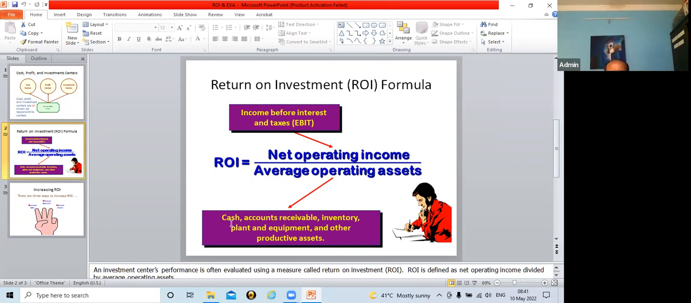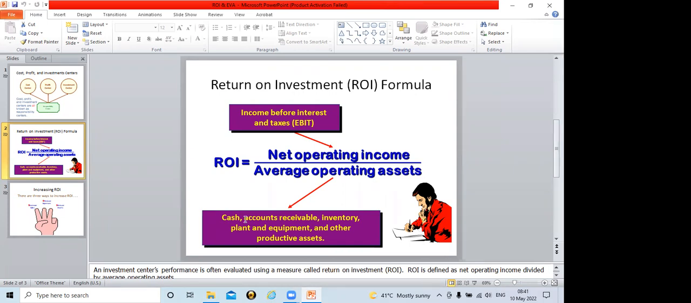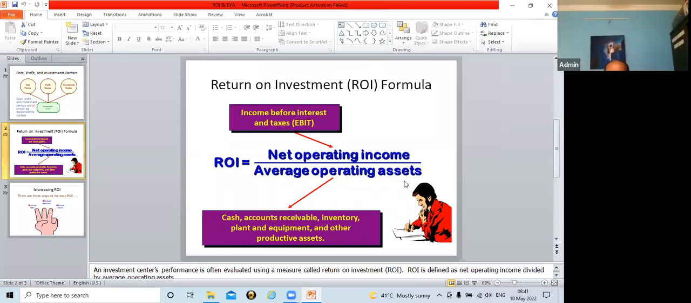Is cash and bank balance a current asset or a fixed asset? Now you are a finance student, no? So answer me. Cash and bank balance, current asset. Current asset. So assets here means current assets and fixed assets. Both the assets we have to consider.